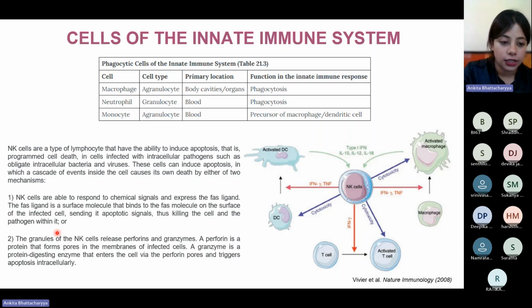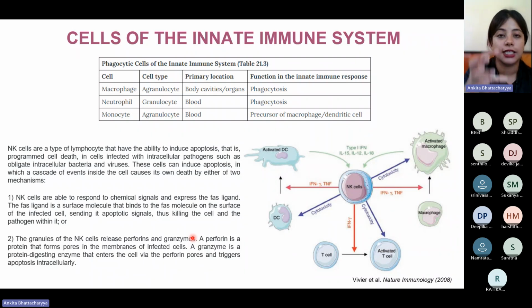Or the alternative mechanism is that the granules of NK cells come into play. Remember, I said that granulocytes and agranulocytes are both subtypes of the innate immune cells. When we talk about granulocytes, why are they present? They contain certain digestive substances, commonly known as perforins and granzymes. What is perforin? Perforin is a protein which is able to form pores in the membranes of infected cells.